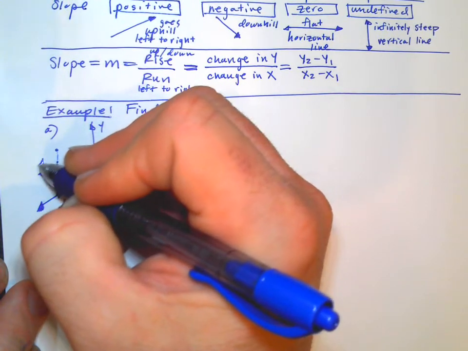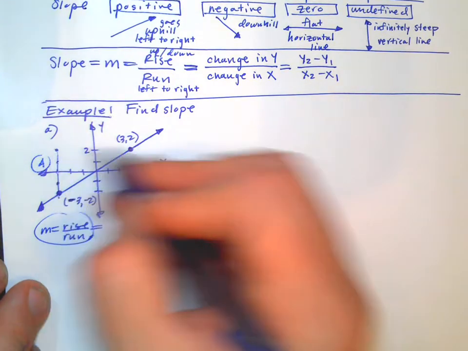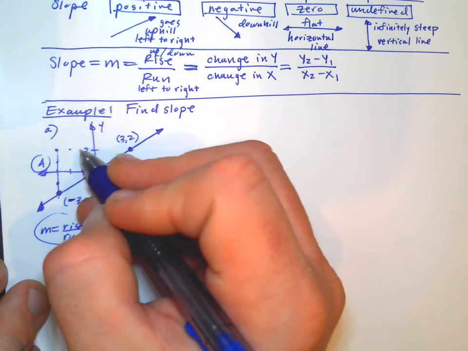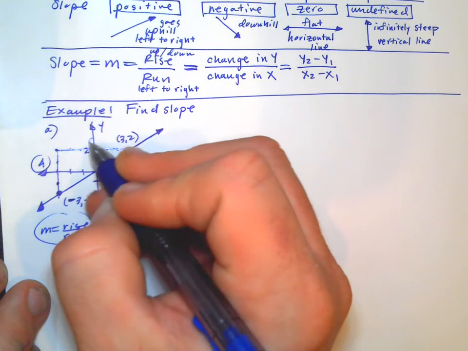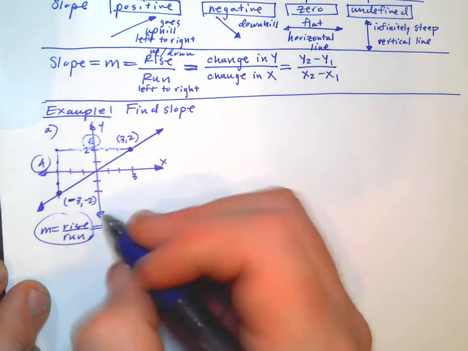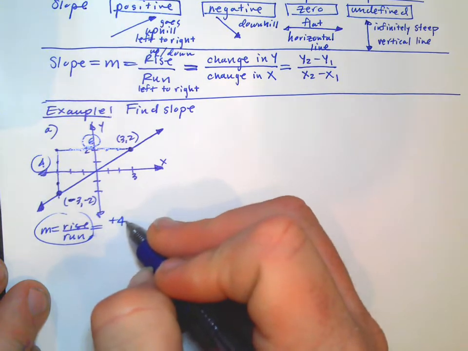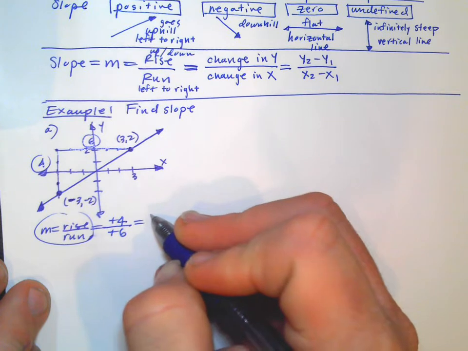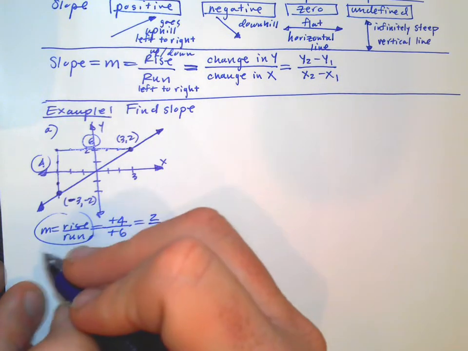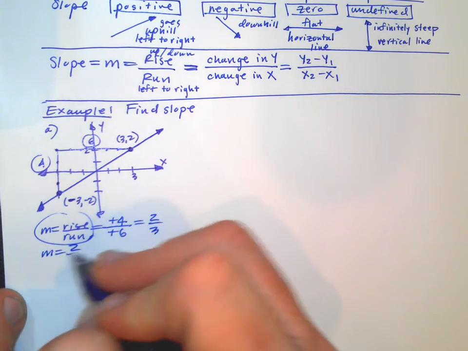We went up 4 to get from here to there, and then over 1, 2, 3, 4, 5, 6. Over 6. So we went up 4, positive, over 6, positive. And then we should go ahead and reduce it. So the slope is 2/3.